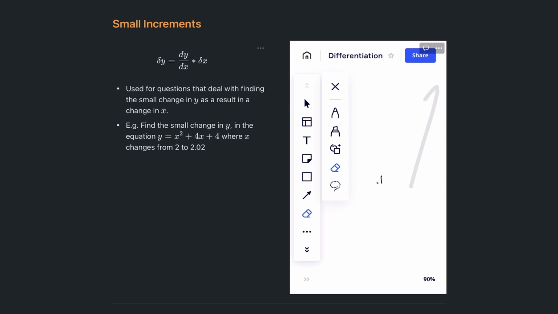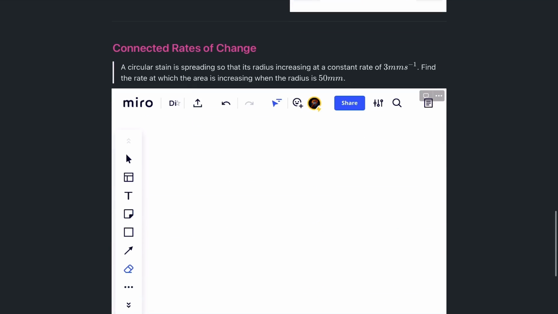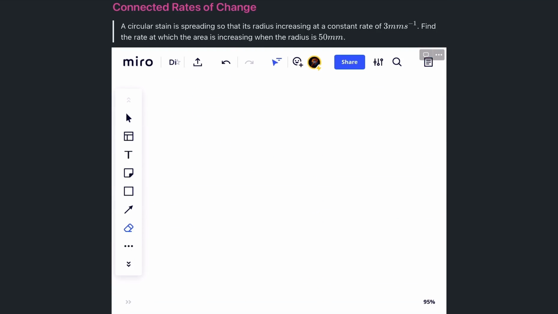And okay, so the last part of this topic is connected rates of change. The best way to go about this is by doing an example. A circular stain is spreading so that its radius increases at a constant rate of 3 millimeters per second. Find the rate at which the area is increasing when the radius is 50 millimeters.